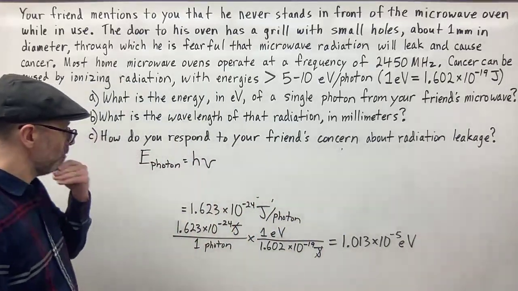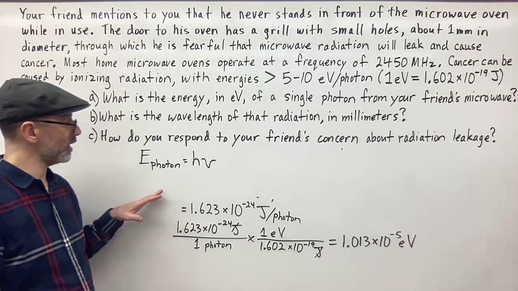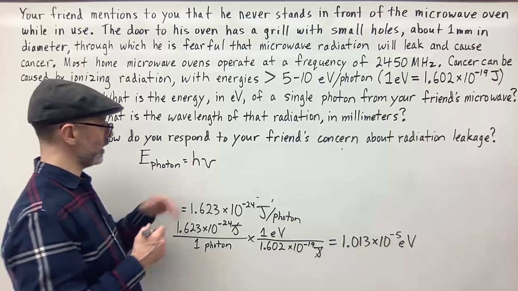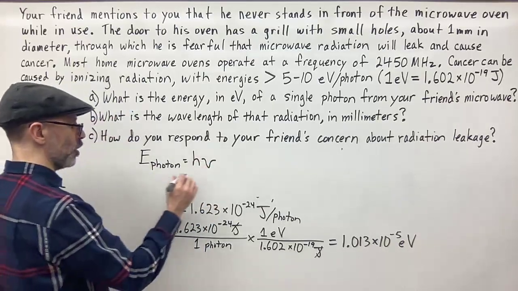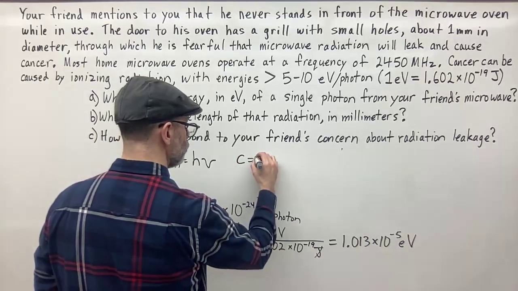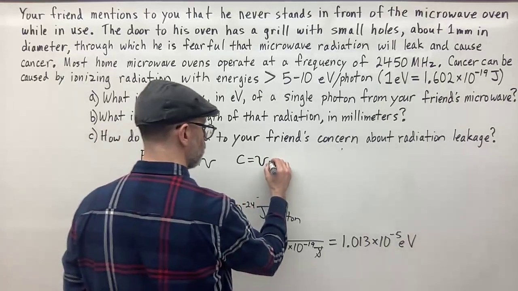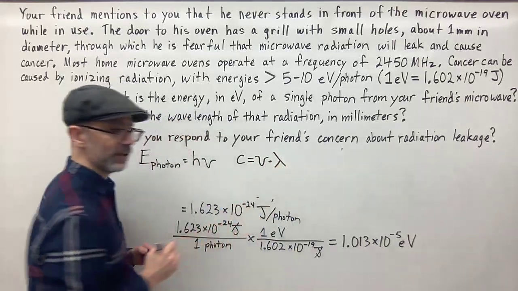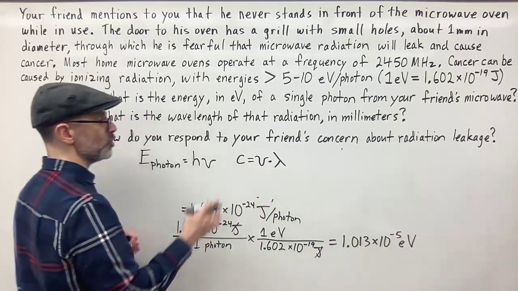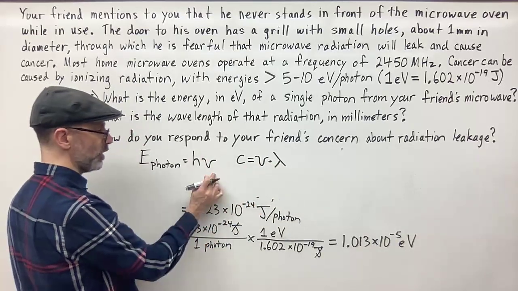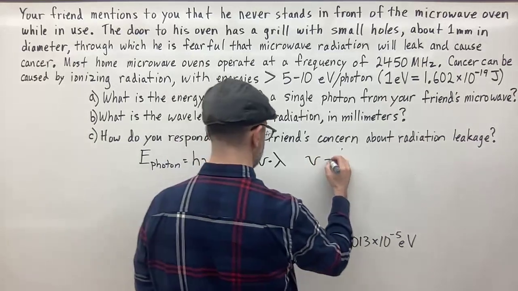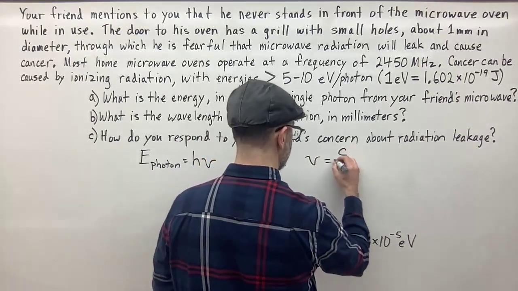Okay, so we want to calculate the wavelength now. We have the energy, and now we can use this fact: the speed of light is equal to the frequency of the light multiplied by the wavelength, lambda. So nu times lambda, frequency times wavelength. I want to replace nu here, so if I solve for the frequency, nu, that's equal to the speed of light over lambda.